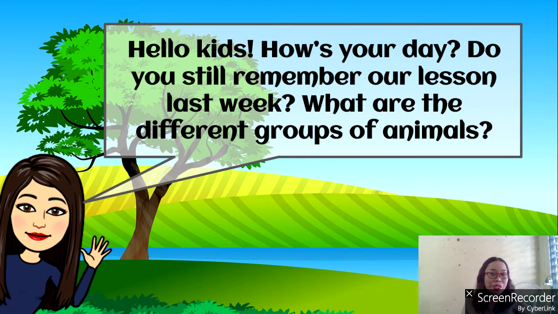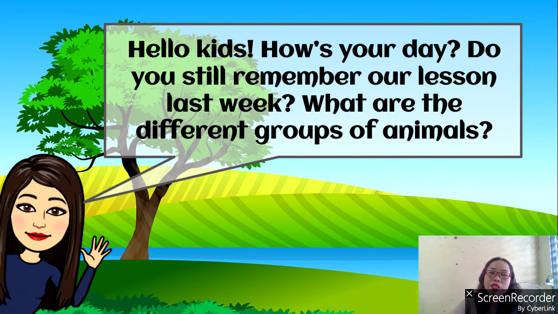Hello, kids. That's what our friend says. How's your day? Do you still remember our lesson last week? What are the different groups of animals? Based on this question, we have discussed the different groups of animals, such as amphibians. These are animals that live both on land and in water. We also have animals that are called mammals. These are warm-blooded animals. For example, your dog, your cats, and the dolphin are examples of mammals because they're warm-blooded.